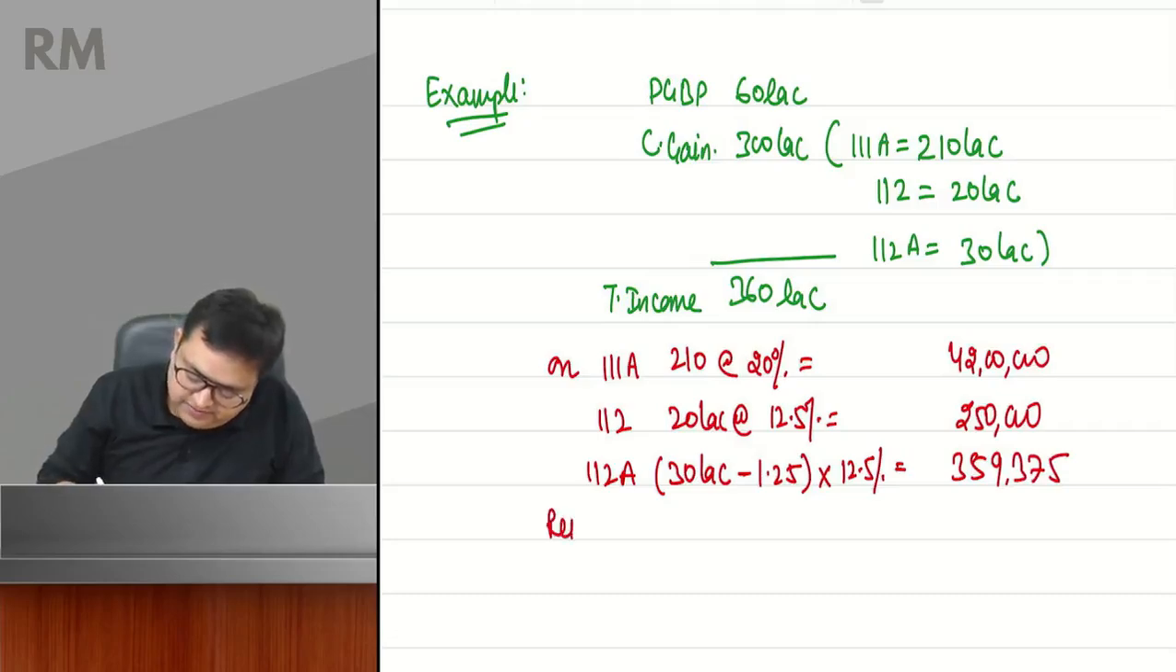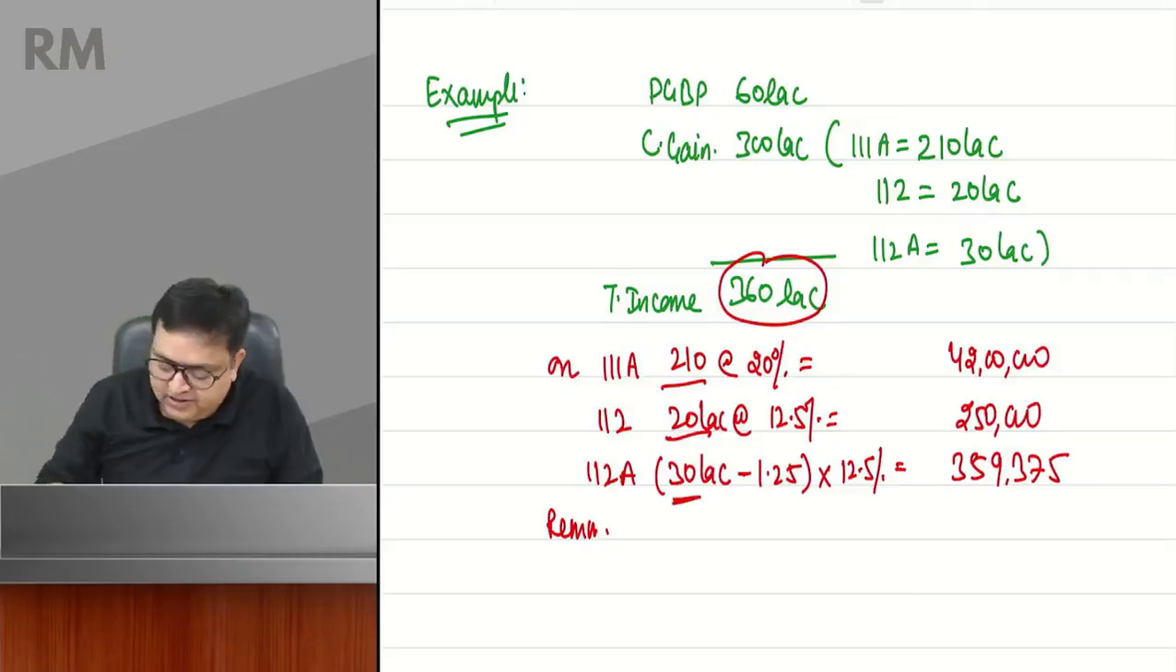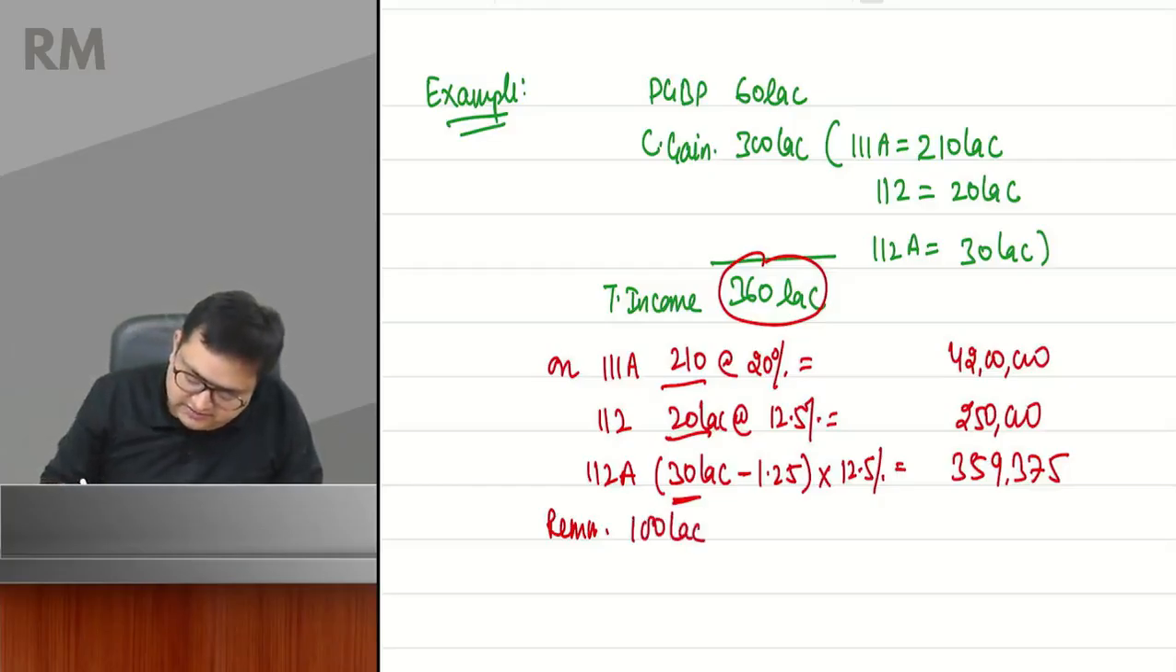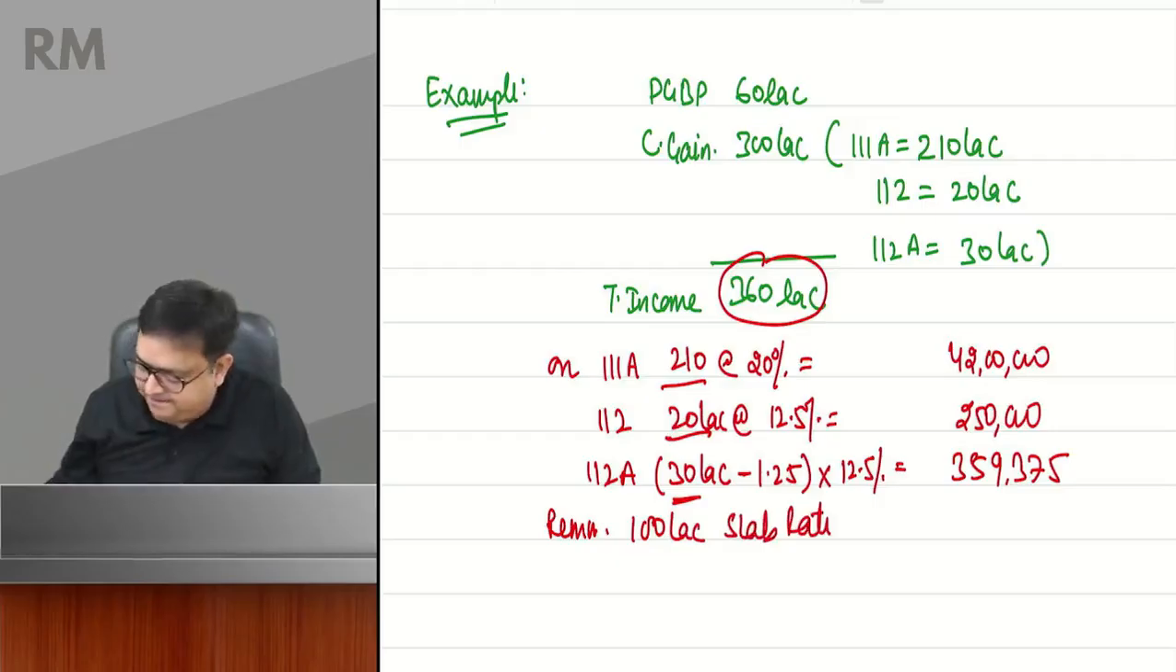And on remaining income, how much is remaining? 360 minus this, minus 30, right? You should not exclude 1,20,000. That is an exemption while taking the taxes. 210 minus 20 minus 30, 100 lakh slab rates. I think 26 lakh 90,000.